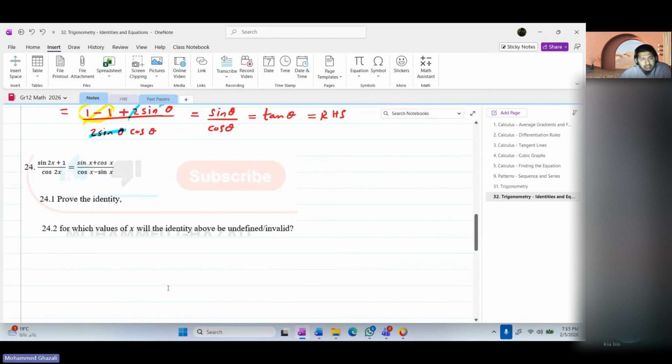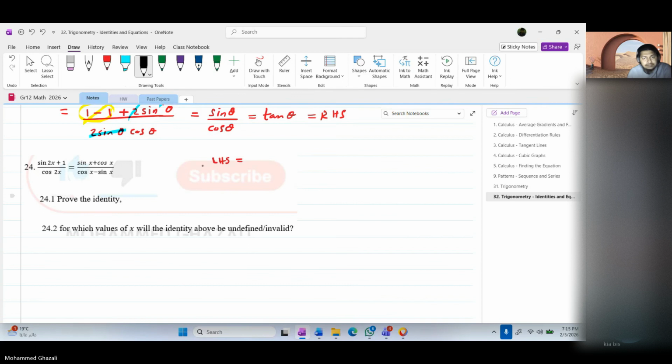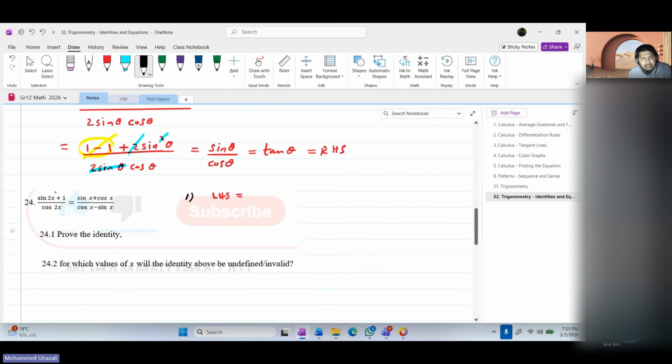Let's have a look at this question now. Prove the identity. We have (sine 2x plus 1). I'm just going to write it here. Left hand side is equal to sine 2x plus 1. Now we don't have an option for sine 2x because sine 2x is already 2 sine x cos x. Just be careful, the variable is x now. Plus 1.